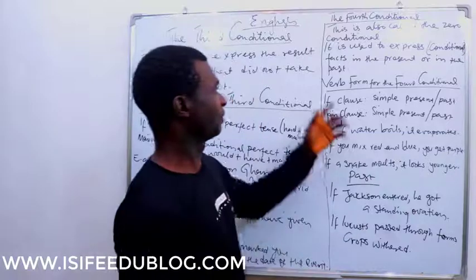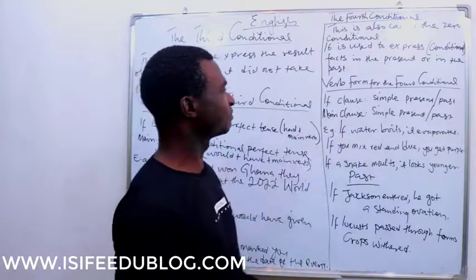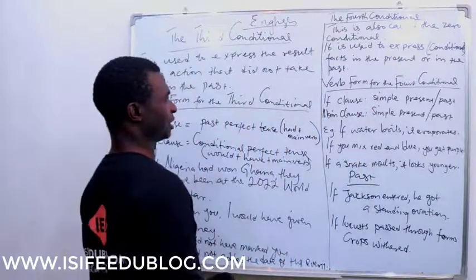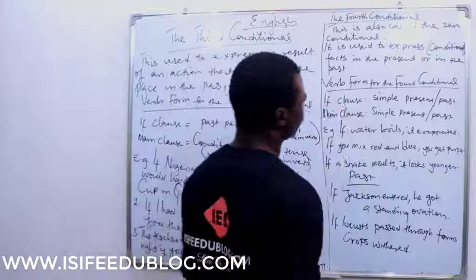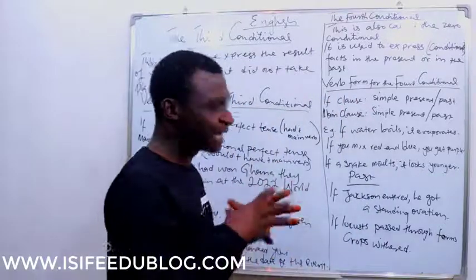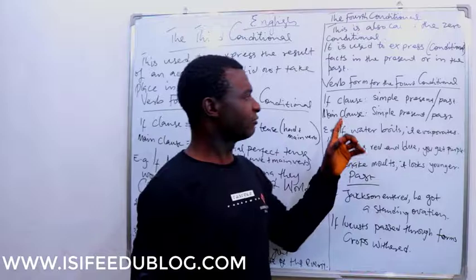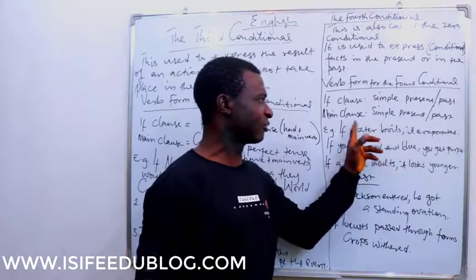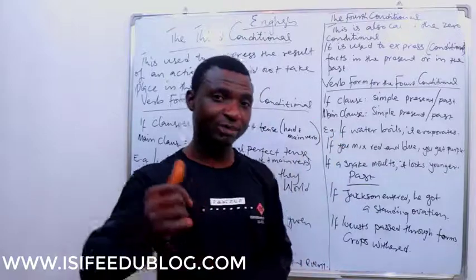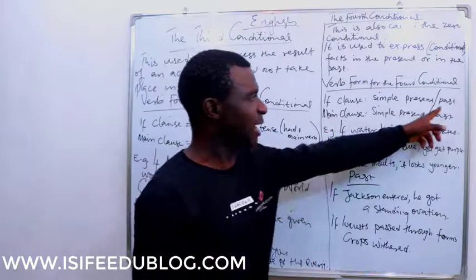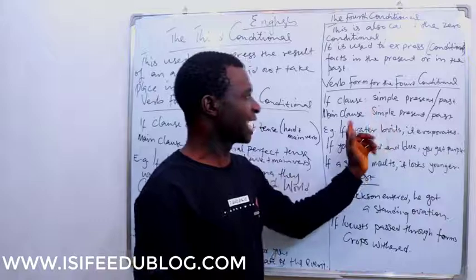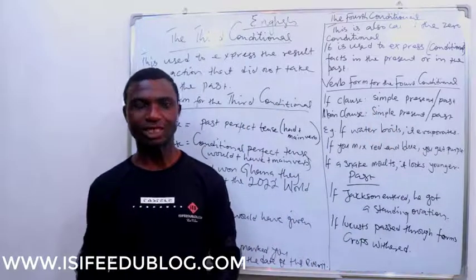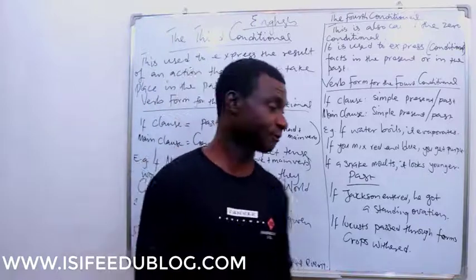So, the fact is, if this happens, the other will surely happen. Verb form. For the present, the verb form is simple present for the if clause and simple present for the main clause. For the past, the verb form is simple past for the if clause and simple past for the main clause. That's why we call it the zero conditional.